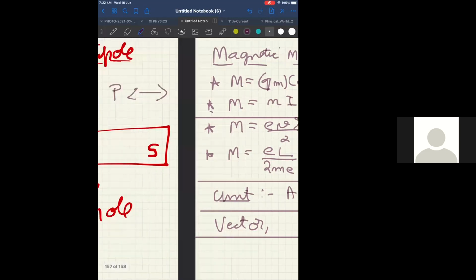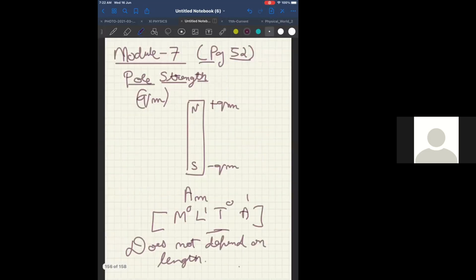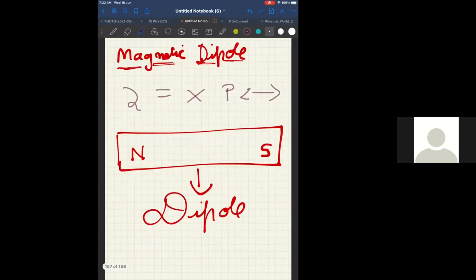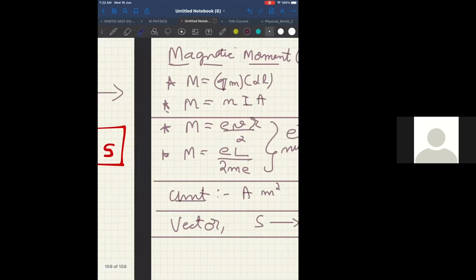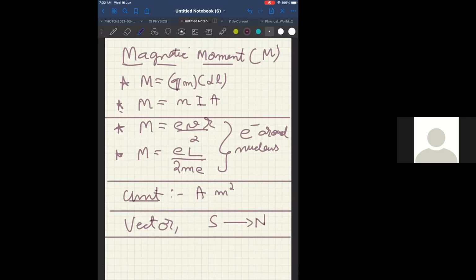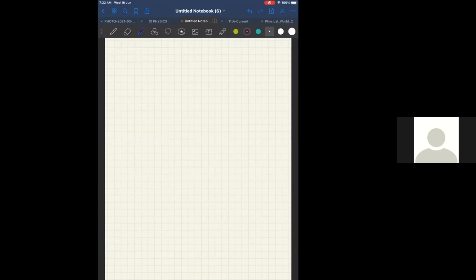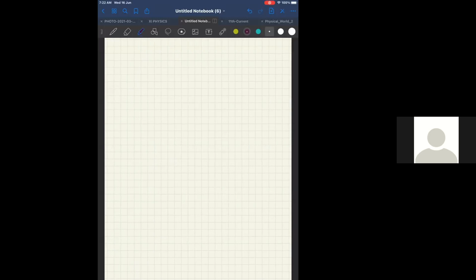Now see this. So pole strength, check. Everything clear about pole strength? Everything clear about magnetic dipole? Everything clear about magnetic dipole moment, or it is only called as magnetic moment? Now, sir, if yes, will you please bring that slide again of pole strength?